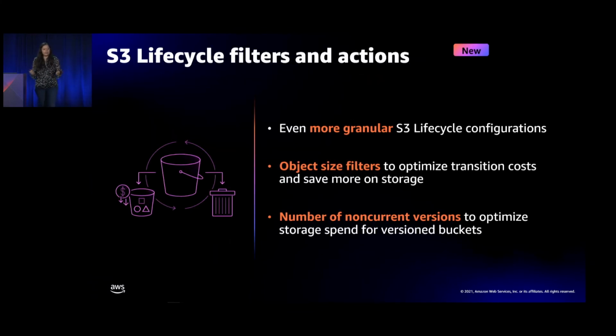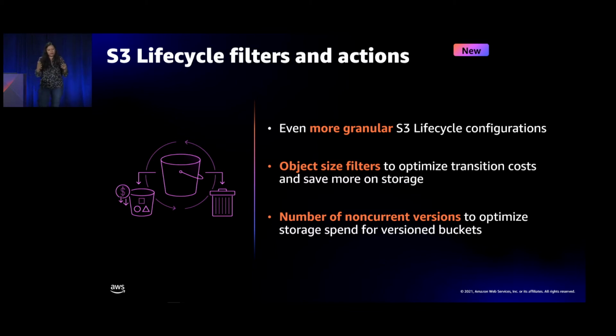And just last week, we announced two new configurations for Lifecycle. The first one is object size filters. To control costs when you lifecycle data across different storage classes, you can now choose objects to move to other storage classes based on the size of the object. For example, you can optimize your costs by transitioning only large media files to storage classes such as S3 Glacier or S3 Glacier Deep Archive.